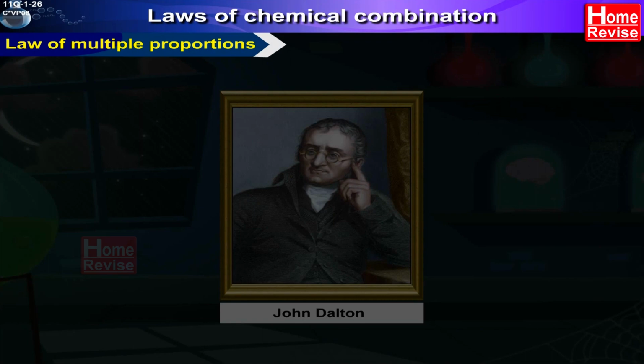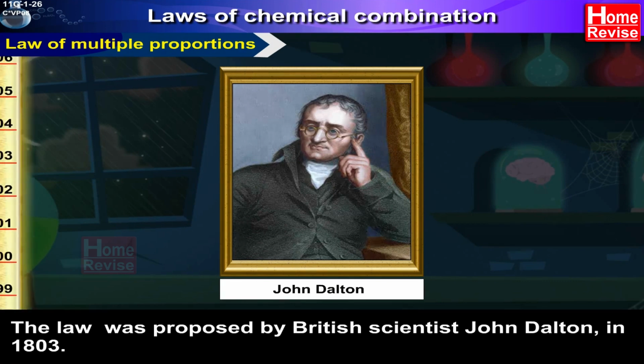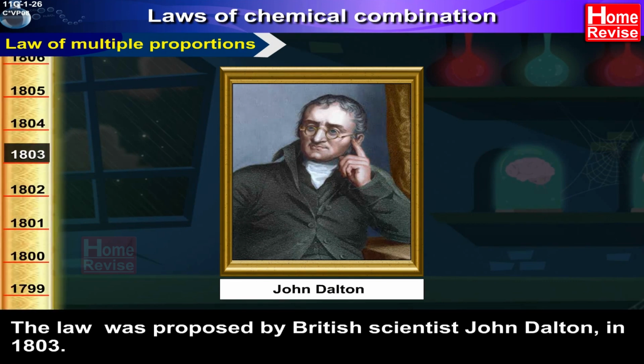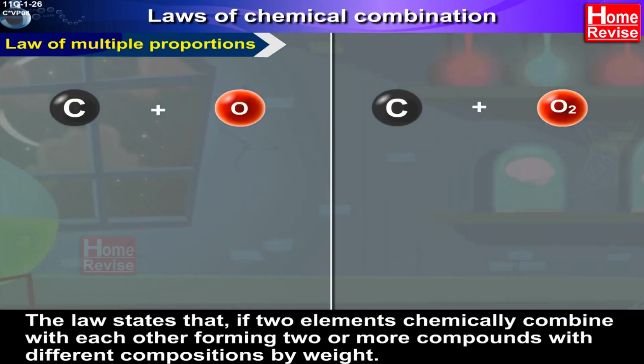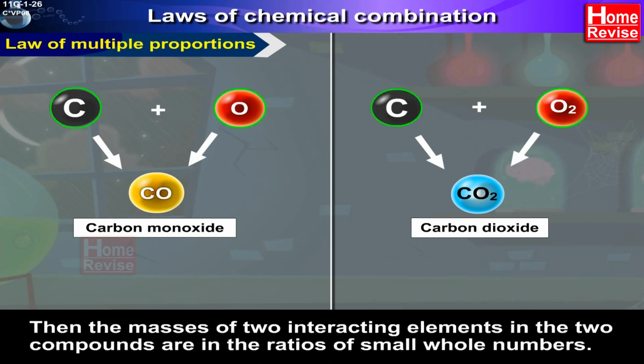Law of multiple proportions. The law was proposed by British scientist John Dalton in 1803. The law states that if two elements chemically combine with each other, forming two or more compounds with different compositions by weight, then the masses of the two interacting elements in the compounds are in the ratios of small whole numbers.